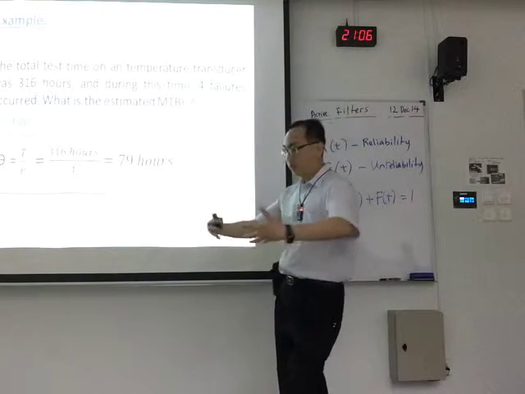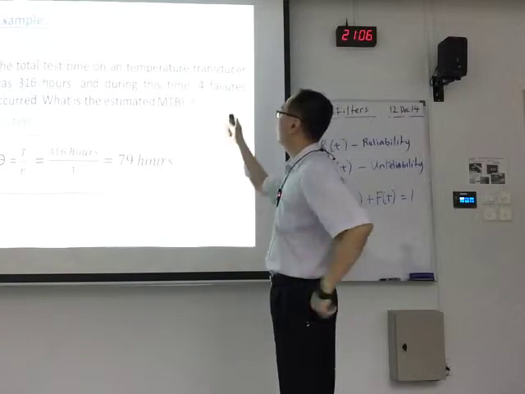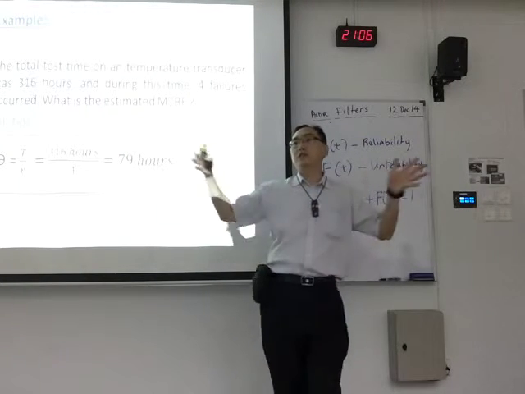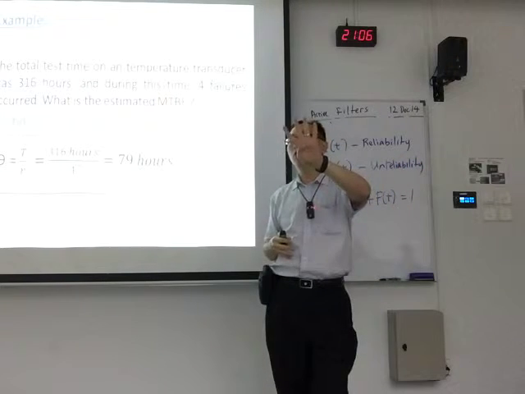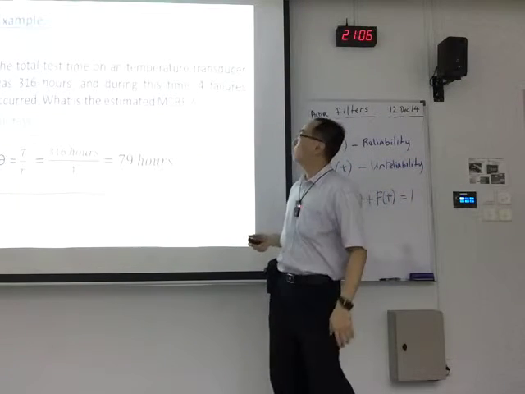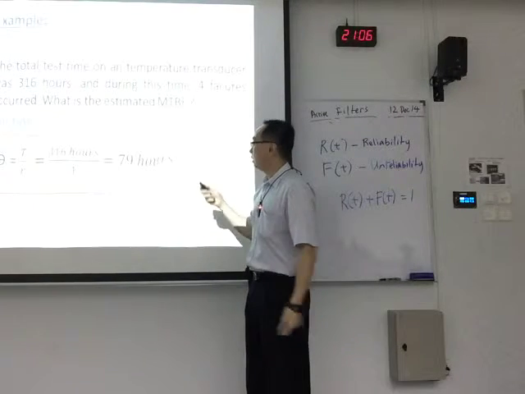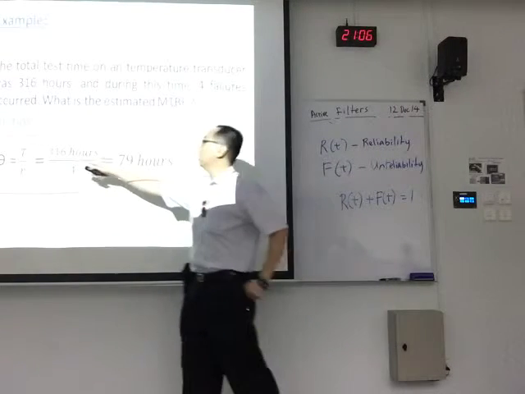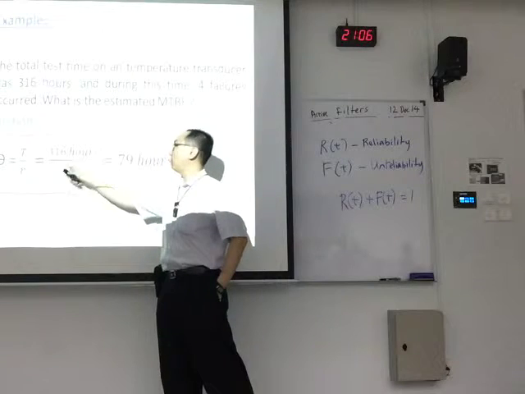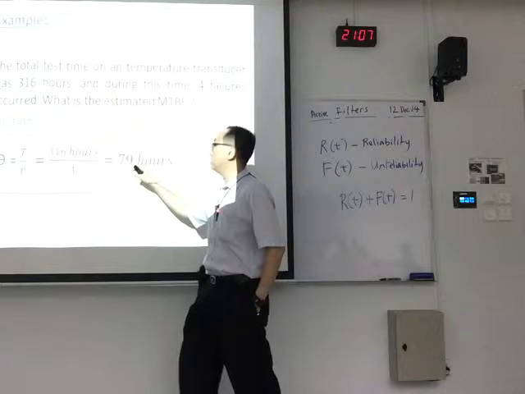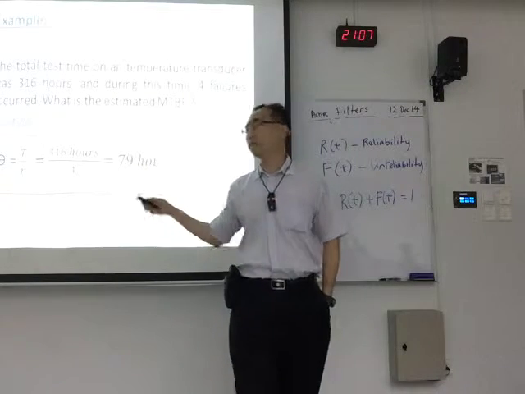Okay, now I may have many. But when I test this, 4 of them fail. During these 316 hours that I've tested, 4 of them fail. What is the estimated mean time between failure? What you do is this: you take 316 hours, you divide by 4. So on average, about every 79 hours, one of them will fail.